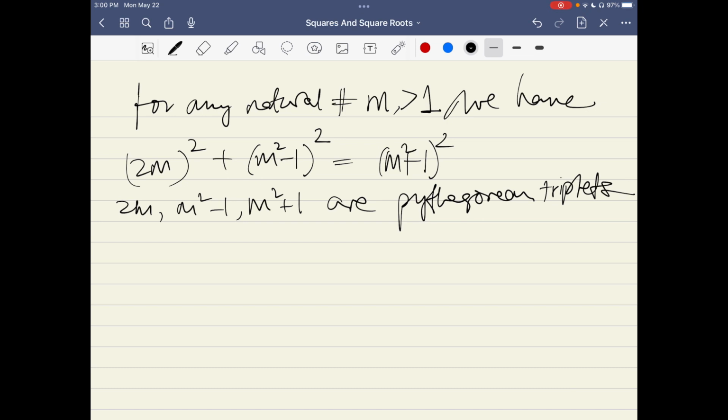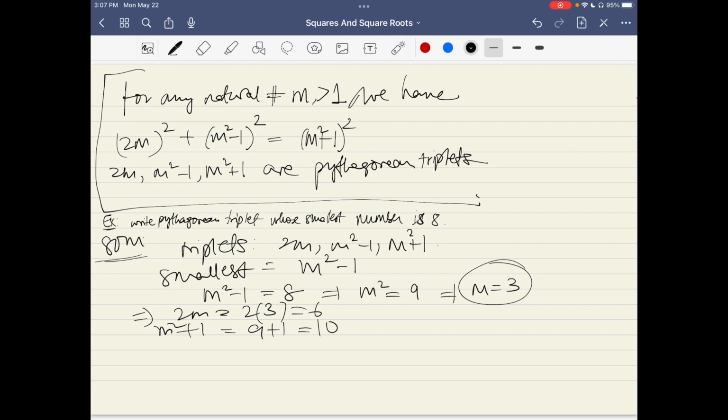So when we generalize it, this is the formula. For any natural number m greater than 1, we have (2m) squared plus (m squared minus 1) squared equals (m squared plus 1) squared, where 2m, m squared minus 1, and m squared plus 1 are Pythagorean triplets. Okay, now let's try to solve a question for Pythagorean triplets.